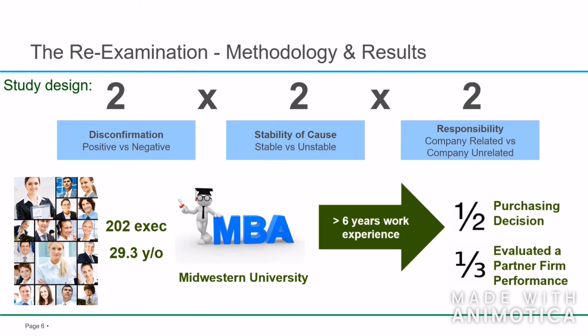29.3 years old. They are the MBA students from Midwestern universities, and they actually have more than 6 years of work experience. And in terms of their working experience, half of them actually have purchasing decisions, and one third actually evaluated a partner firm performance.